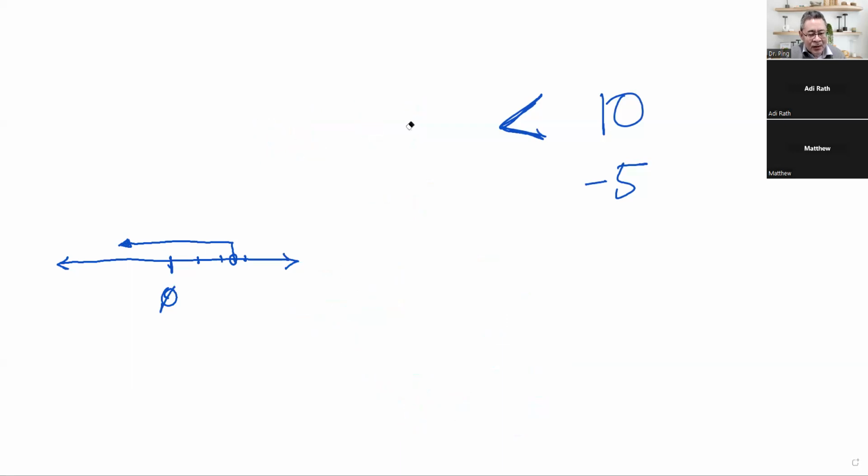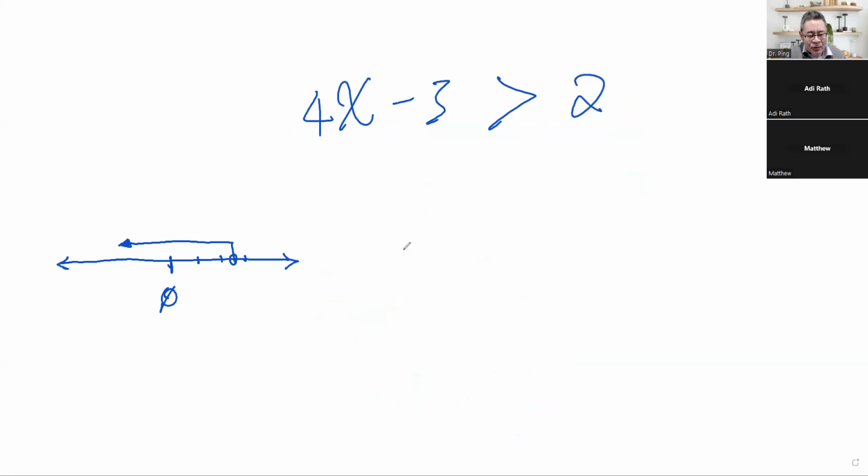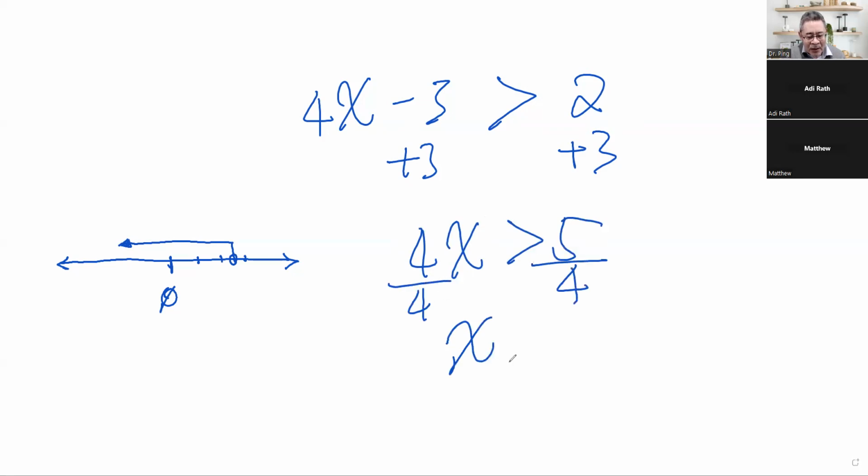Or we could have a different inequality, like say we got 4x minus 3 greater than 2. And then we add 3 on both sides, just like we did with equations. Then 4x is greater than 5, then divide by 4 on both sides. Then x is greater than 5/4. So that basically is 1 and 1/4. So we pick up 1 here, 1/4, the half, 4 is here. And we just put the circle. But in this case, we go to the right-hand side. So we go that way.